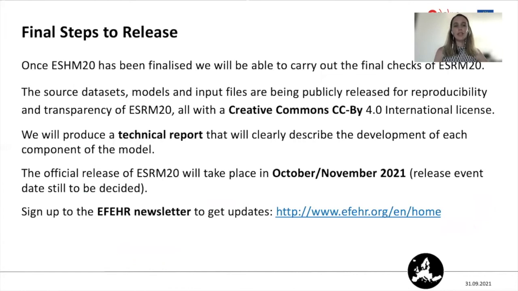So the final steps to the release: we are waiting for the final stamp to be put onto the European seismic hazard model so that we can then really carry out our final sanity checks of the European seismic risk model. So whilst we have been testing the various components, the vulnerability and exposure separately, we need to really test the whole integrated framework to make sure that the results make sense. As mentioned previously, everything will be publicly released. You'll hear more about the open source licensing that we're putting on the products from Fabrice. There'll be a technical report, which will be very important to help people to understand the components. We plan to officially release the models in October or November.